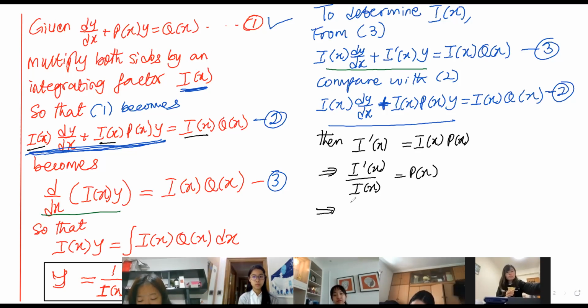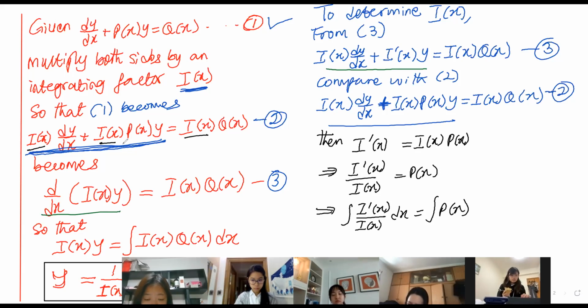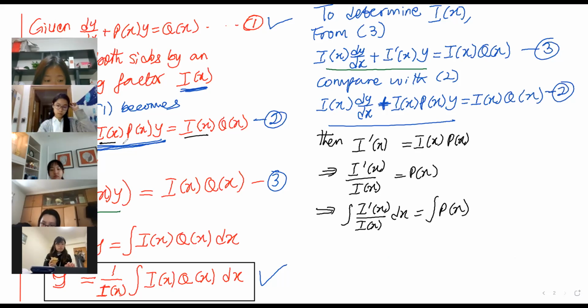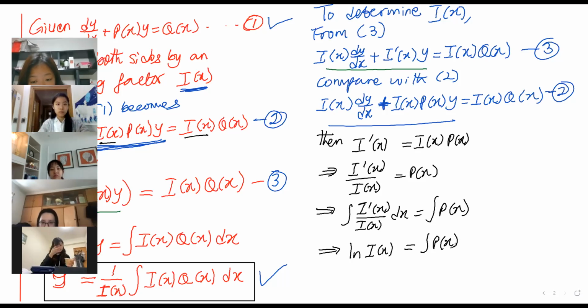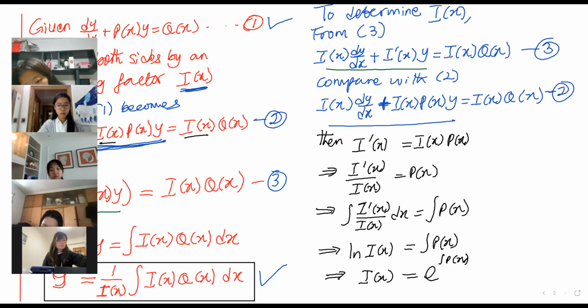If I integrate both sides, the integral of I'(x) dx is equal to the integral of p(x). Karen, what is the integral on the left-hand side? ln of the absolute value of I, let's pretend it is positive, is equal to the integral of p(x). Callista, you know the purpose is to find I(x). In this case, what is my I(x)? Exponential of the integral of p(x). This is how the I(x) you saw in your formula booklet was derived.